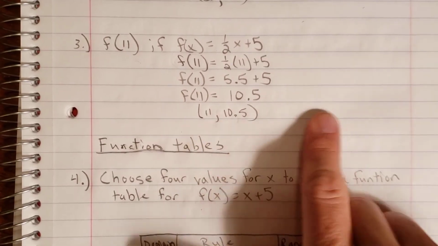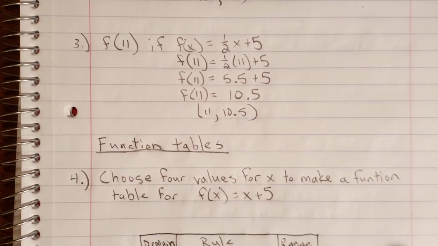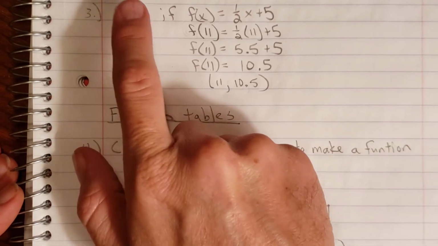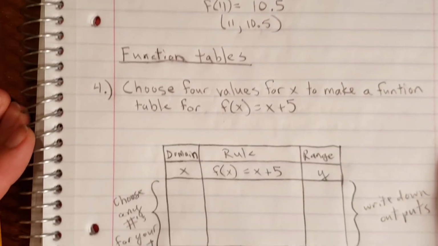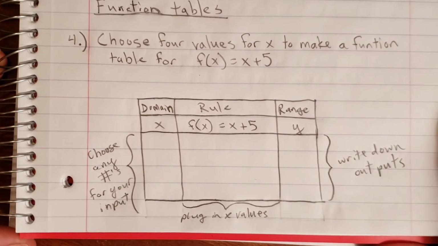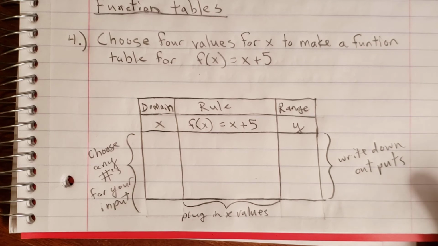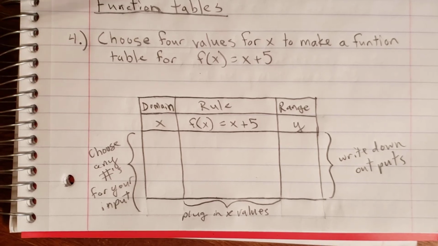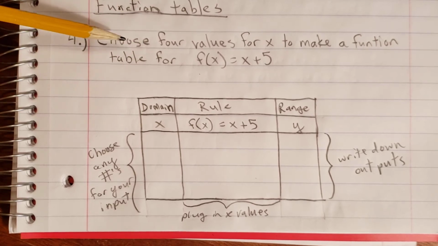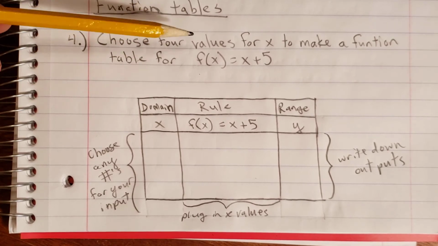So this is how we use function notation to get an output value when we plug in a certain input. Now we're doing our last little section. We have to make a function table. You might have done input-output tables or in and out tables when you were in 4th, 5th, 6th grade. So now we're just formalizing it with some new notation.